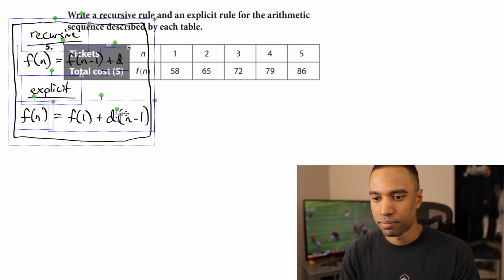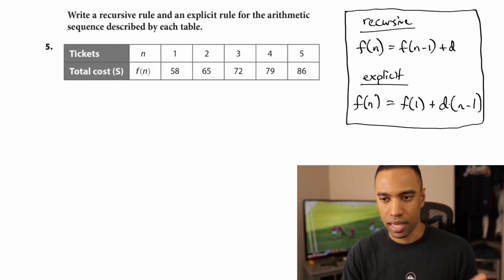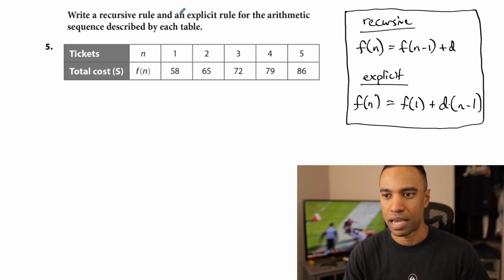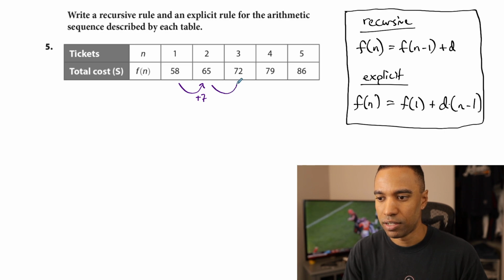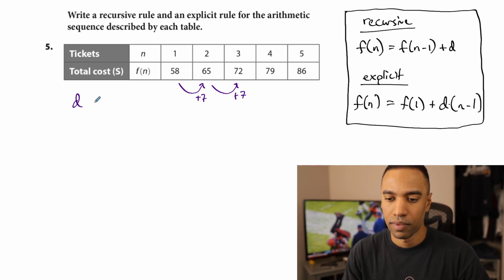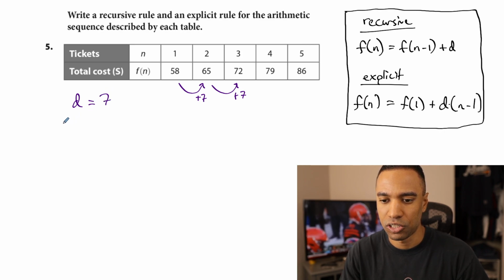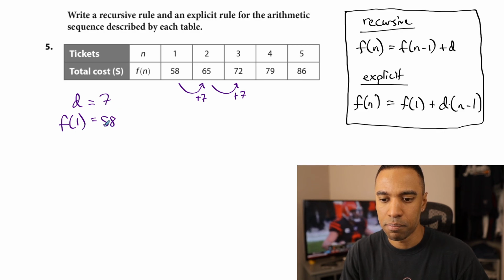Number 5. Again, arithmetic, they tell you that it is. Let's just go ahead and find out what it is that they're adding in case there's a weird typo. Looks like 7. So I have to get the recursive form and the explicit form. The common difference is 7, and the first term is 58. I need both of those things for both of these forms.